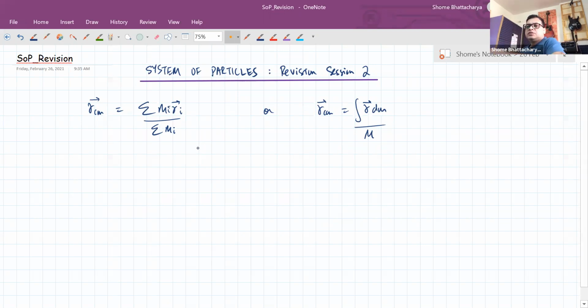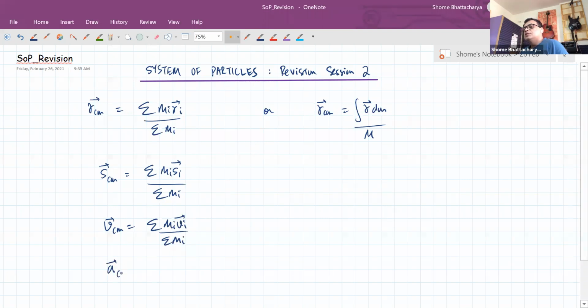Then the next thing we saw was that if part of the system is in motion, then the center of mass will also be in motion according to this set of formulae. Displacement of center of mass is the summation of m times displacement divided by summation of mass, or total mass. Velocity of center of mass is summation mv divided by total mass. And the acceleration of center of mass is summation ma divided by total mass.